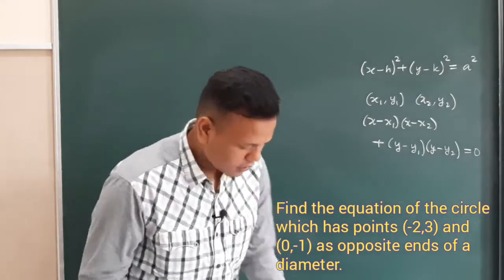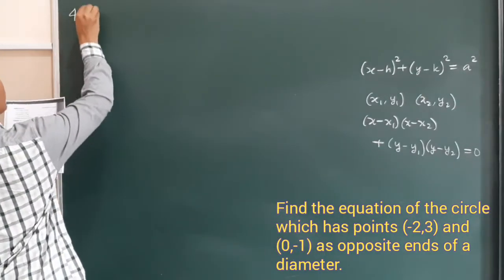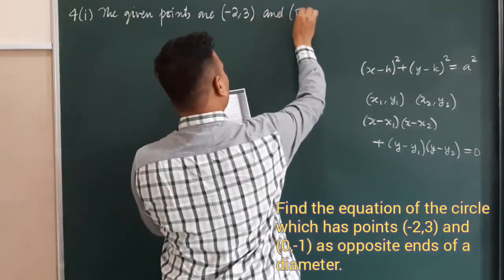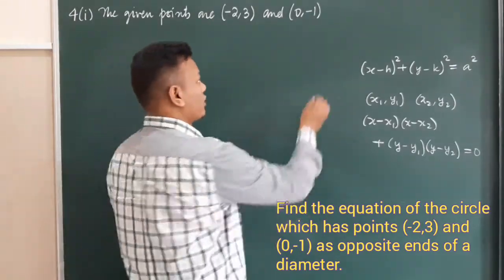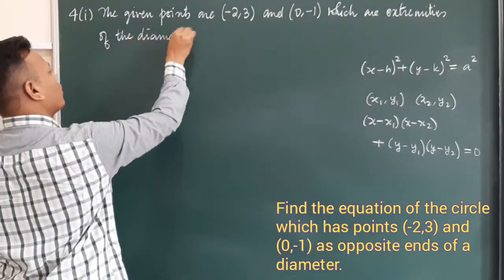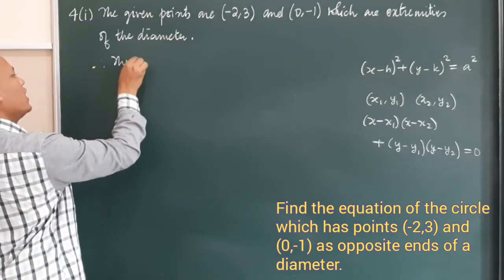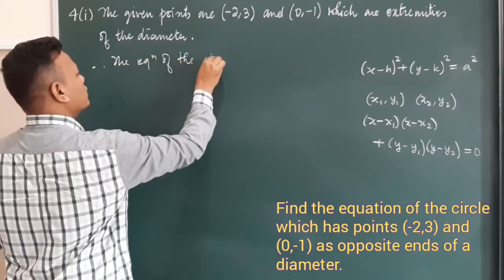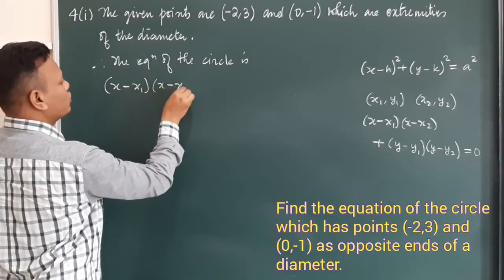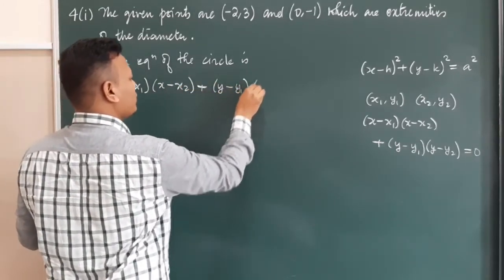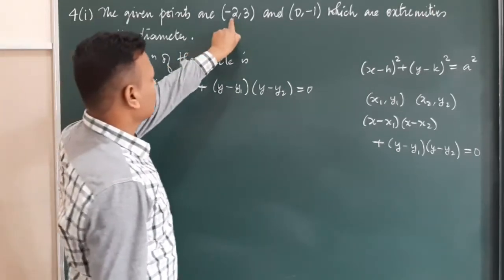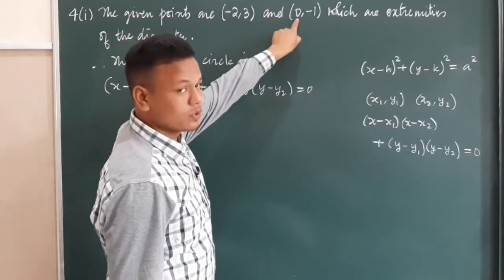So the given points are, let me write. Therefore the equation of the circle is, let's write down the same formula: (x minus x1) into (x minus x2) plus (y minus y1) into (y minus y2) equals 0. Now let us put the values. The value of x1 is minus 2, y1 is 3, x2 is 0 and y2 is minus 1.